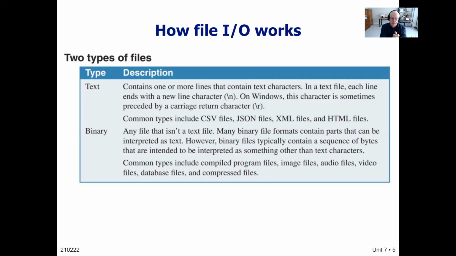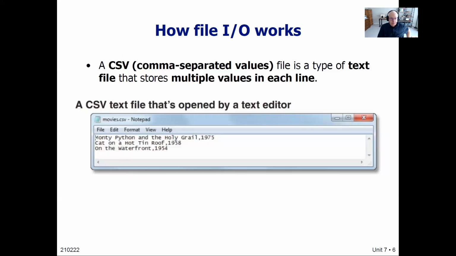However, binary files typically contain a sequence of bytes that are intended to be interpreted as something other than text characters, i.e. integers and floats. So common types of binary files are image files, audio files, video files, database files, and we're talking about SQL files, for example, and compressed files, anything that's been zipped. So two different big groups, types of files we're going to be dealing with.